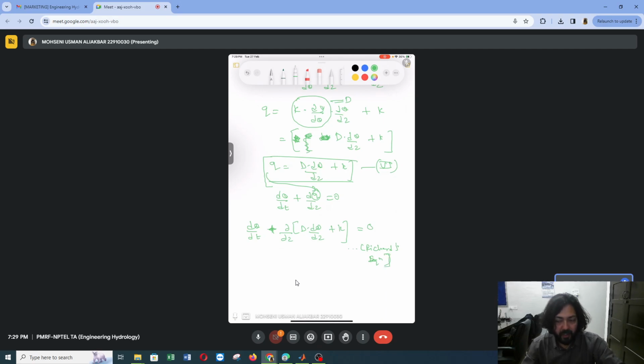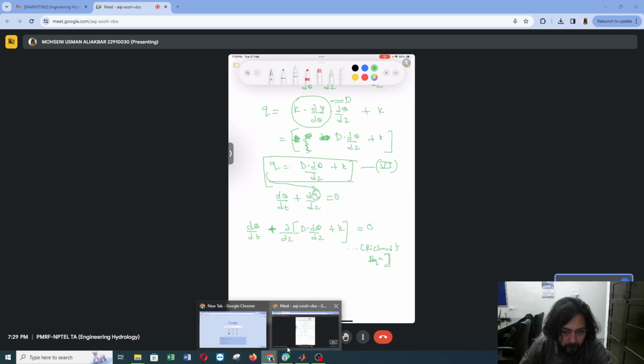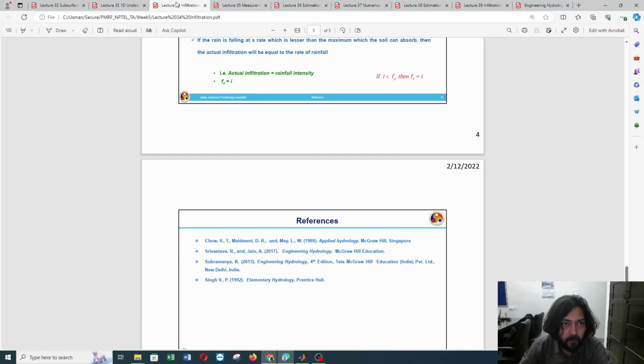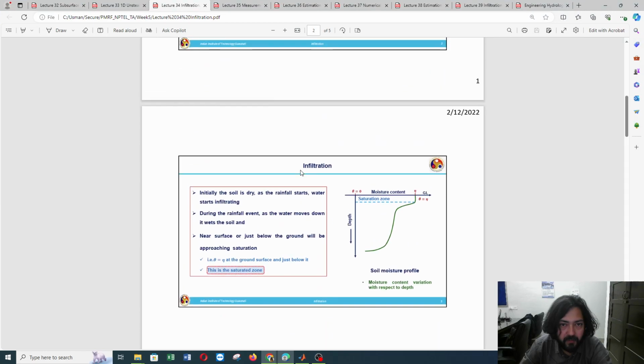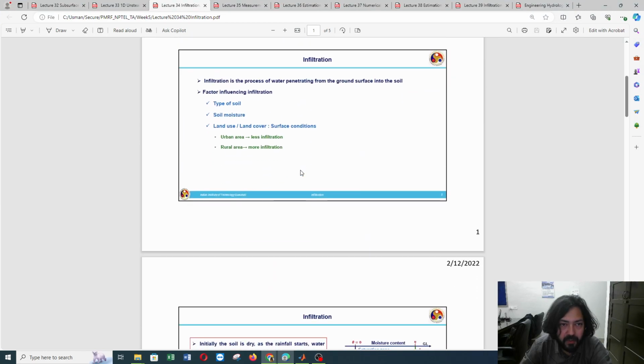So this is all about 1D unsteady unsaturated flow. Now what we are going to discuss is about infiltration: what is infiltration, how does it occur, and what are the factors influencing infiltration. The definition of infiltration is very simple. It is the process of water penetrating from the ground surface into the soil, right?